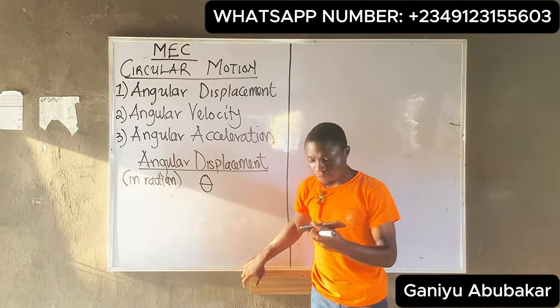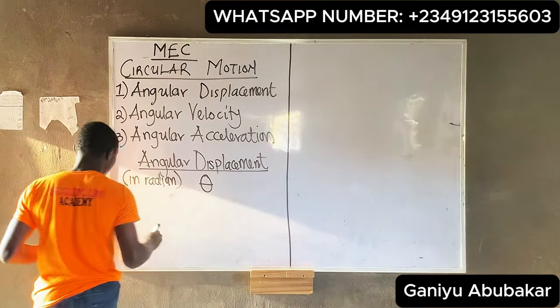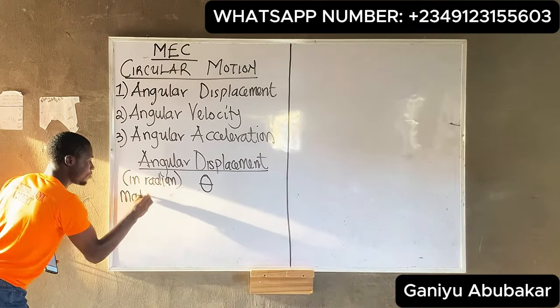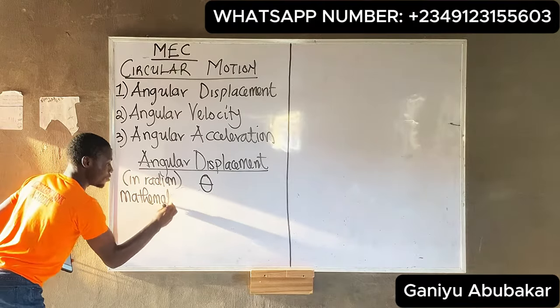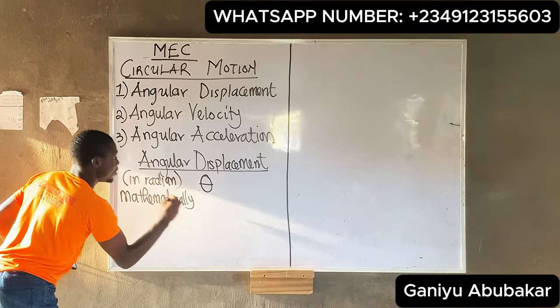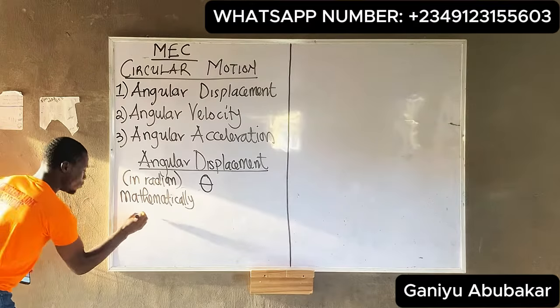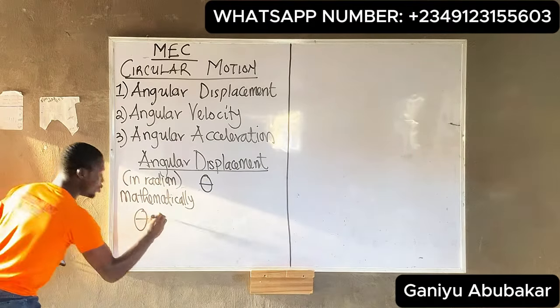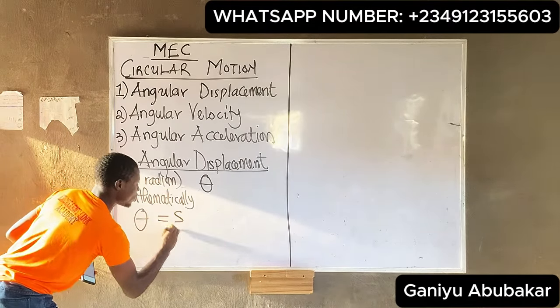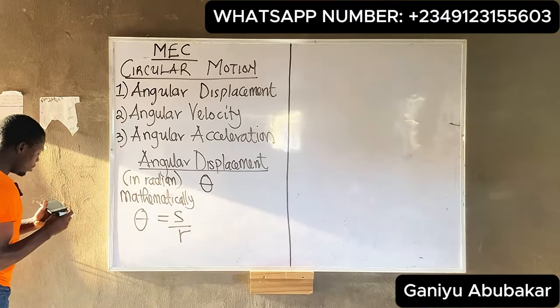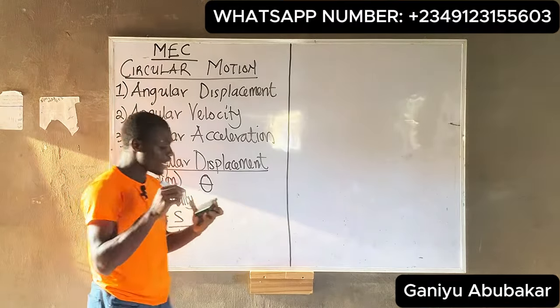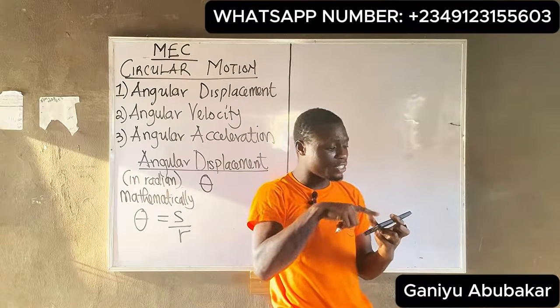How good? Mathematically, angular displacement, theta, is equal to s over r. Now, what's s? Now, check the thing I gave you. What did I say? Angular displacement is, please check.